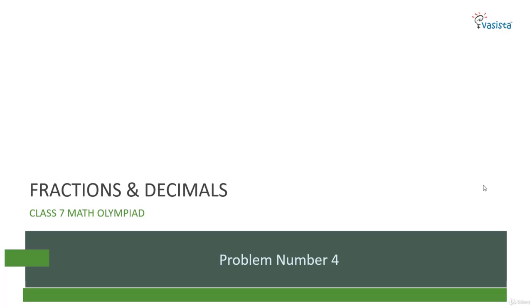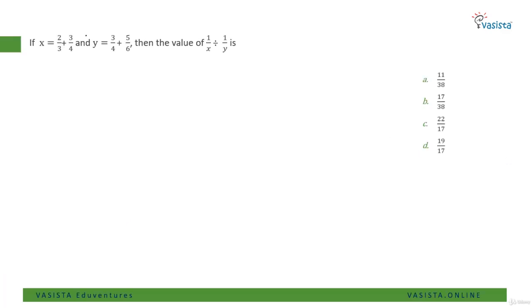Right, this is problem number 4, based on fraction and decimal. Let us solve this also. If x is equal to 2 by 3 plus 3 by 4 and y is equal to 3 by 4 plus 5 by 6, then the value of 1 by x divided by 1 by y. So let us check out here x. Let me simplify x. What they have given is equal to 2 by 3 plus 3 by 4.